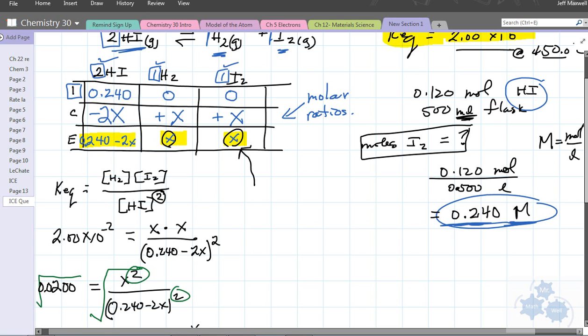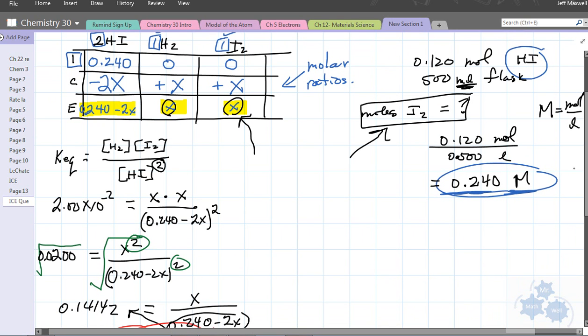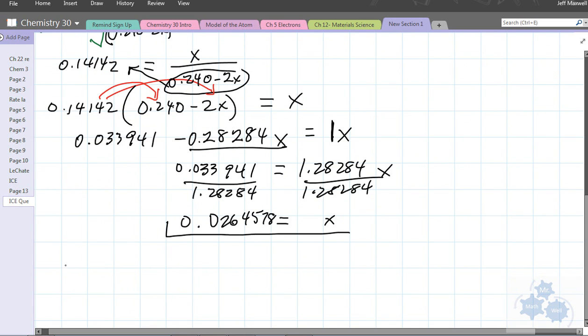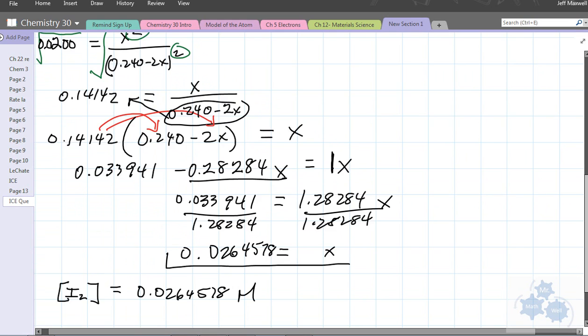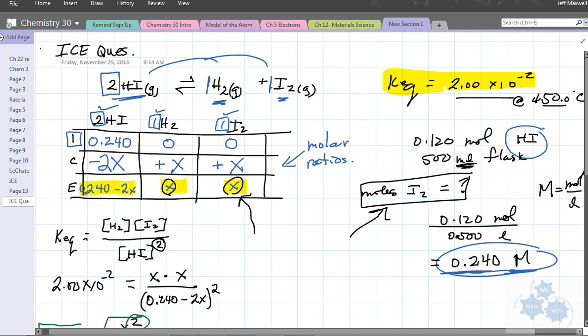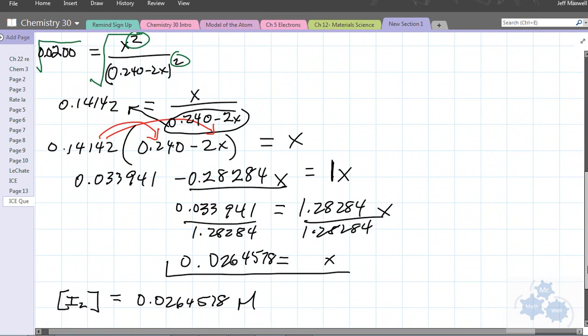The question says, what are the moles of H2? Okay, so the concentration of I2, we know is 0.0264578 moles per liter. Moles per 1 liter. And how many liters do we have? Okay, it's a 500 milliliter flask. So again, this is all gas. So if we have that many moles per every 1 liter, how many moles do we have in half a liter?